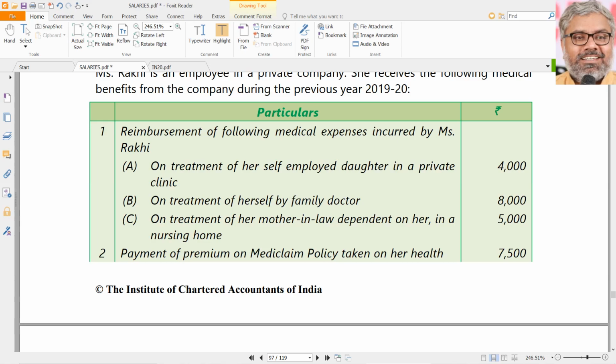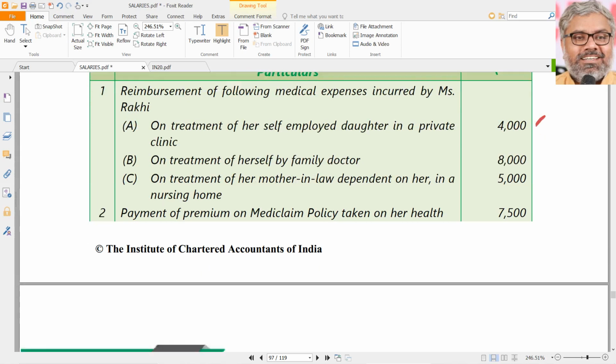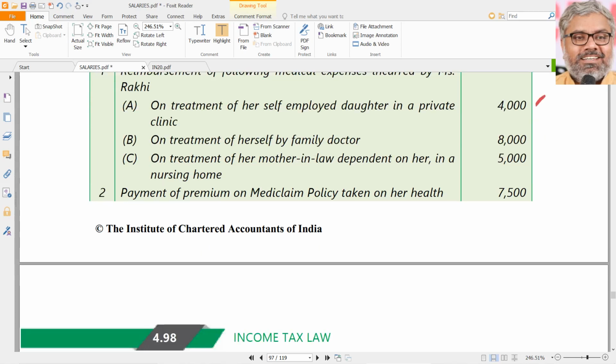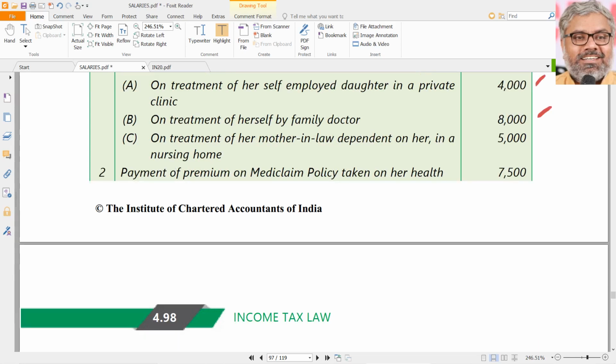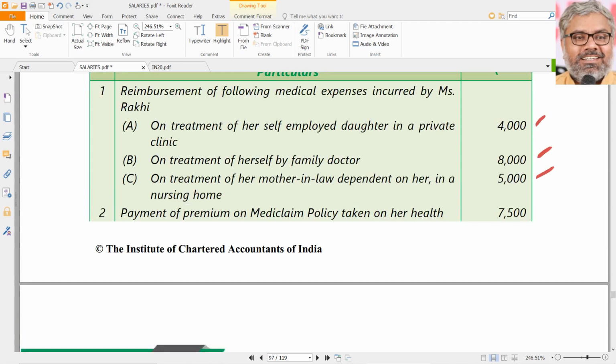So any private clinic treatment is fully taxable. So definitely 4,000 will be taxable. On treatment of herself by a family doctor, whoever the doctor may be, taxable. On treatment of her mother-in-law, dependent on her, in a nursing home, wherever it is, taxable. And anyway, mother-in-law is not part of the family, so even if she is treated in a government hospital, it would have been taxable. But here she was treated in a separate nursing home, doesn't matter, that is taxable.